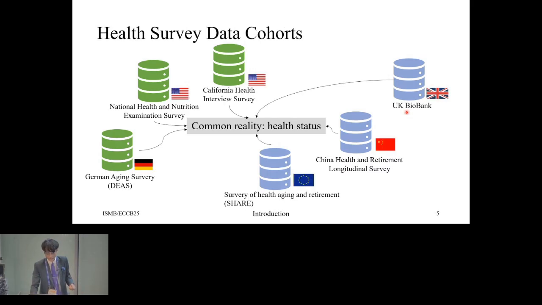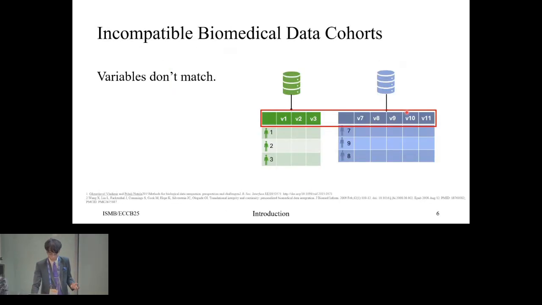Now, even inside the health survey data cohorts, this is the data I personally work on, there are many different data cohorts, and all of them are trying to assess some kind of health status of this person. However, they are not really compatible. And the incompatibility of these data cohorts comes from the fact that each data cohort has different features.